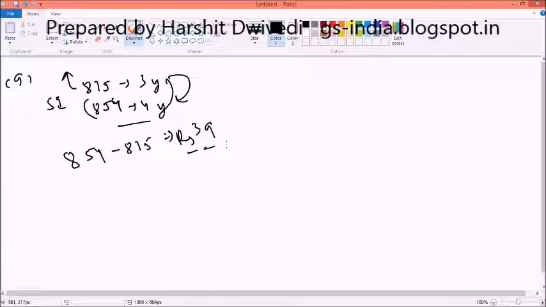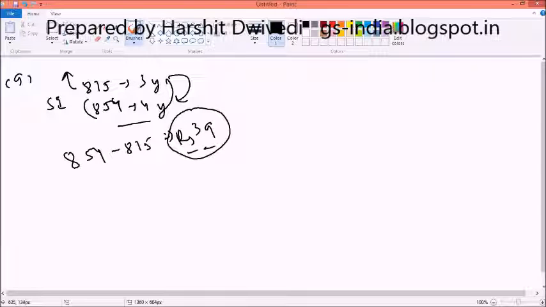This is the simple interest for 1 year, because obviously when we talk about simple interest, it doesn't matter whether we are talking about the 2nd year or the 5th year or the 8th year or the 10th year. For every year the simple interest is going to be the same. So after 3 years the amount is 815, and after 4 years the amount is 854, so the difference between the 3rd and the 4th year amount is the simple interest of 1 year, and that comes out to be rupees 39. Okay, so this is the interest of 1 year.